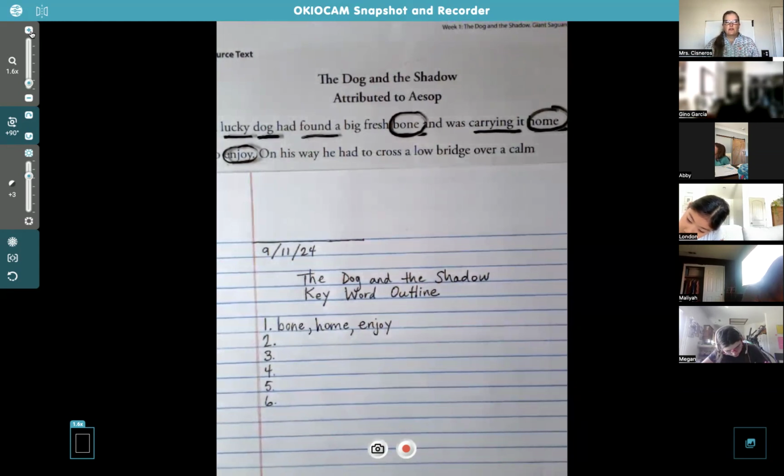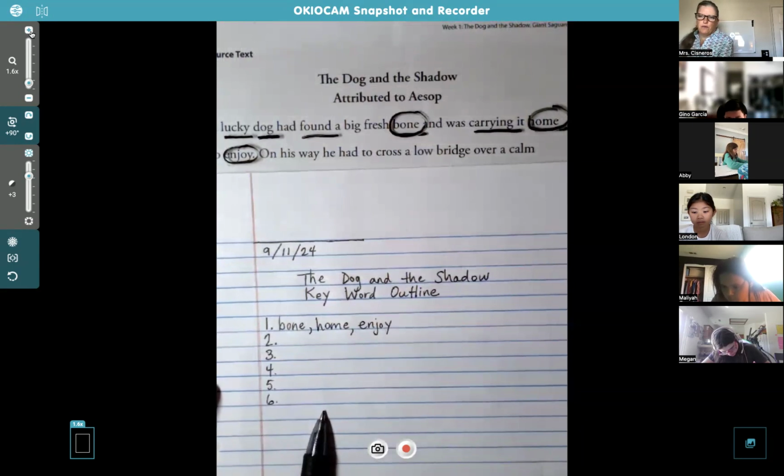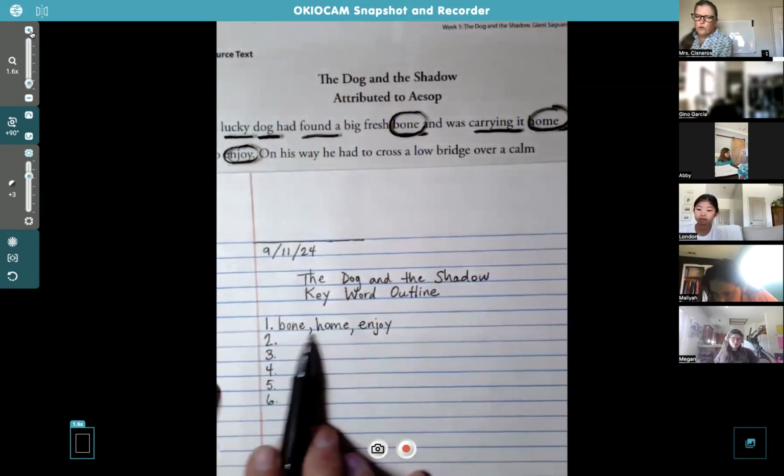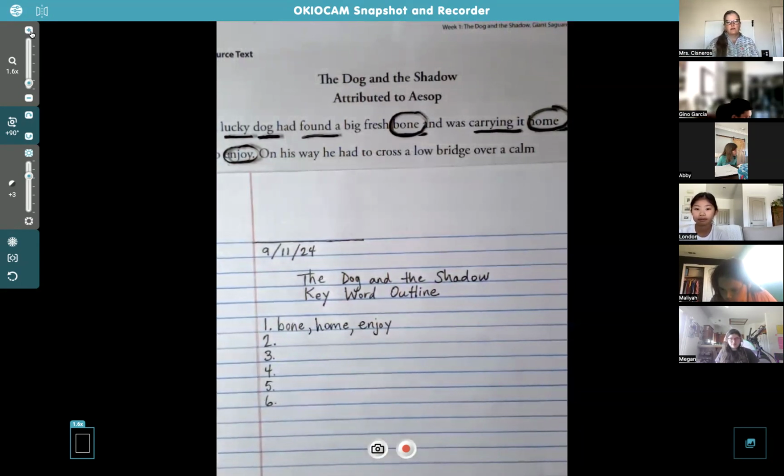So as you can see, each sentence will have some key words, probably a lot. But the tricky part is to pick only the 3 that you think are the best. You can only put 3 words next to each one of these numbers. We can't put 4 or 5 or 6. That's the rule, only 3. Only 3 words next to each one.